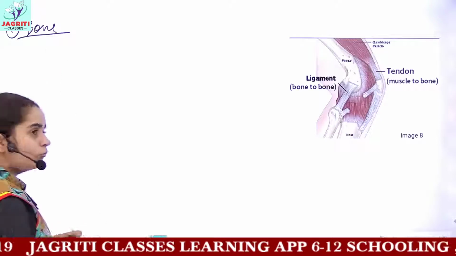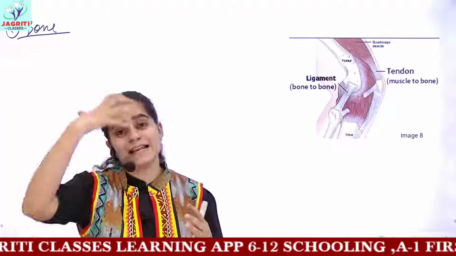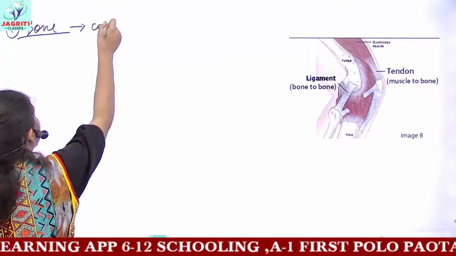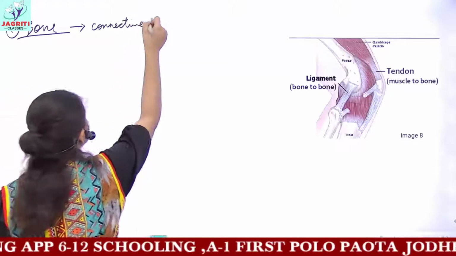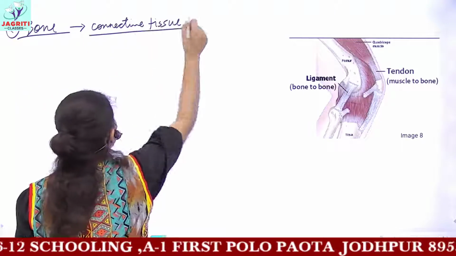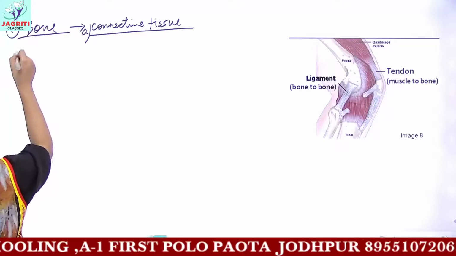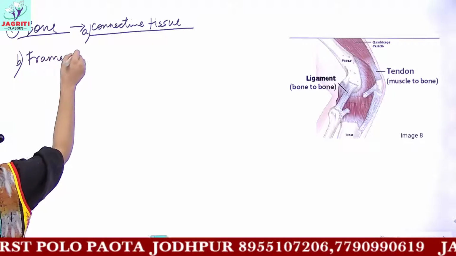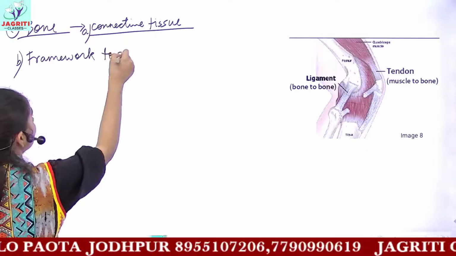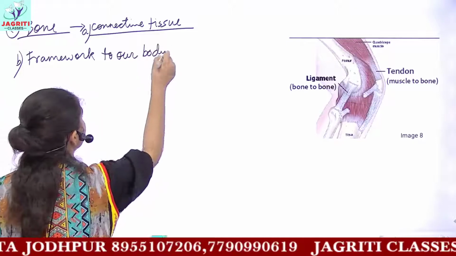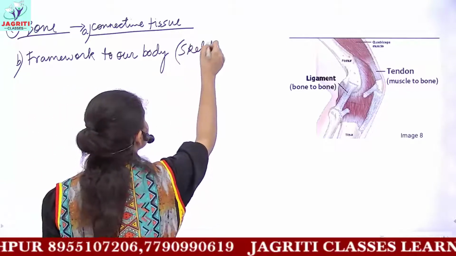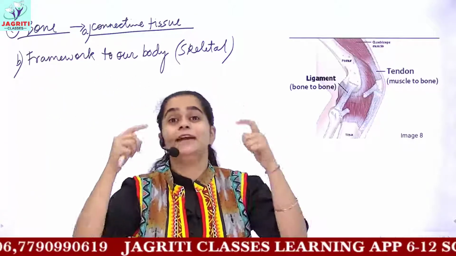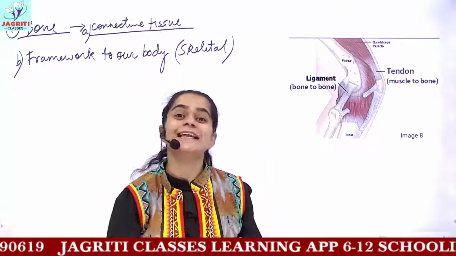You know what bones are? Bones form the skeleton of our body. So we can say bone is another type of connective tissue found in organisms, that is animals. Then the next, you can say the function of bone is it provides a framework to our body. Framework means it provides a skeletal framework. You know, different kinds of bones from head to toe join together and form your skeleton system.